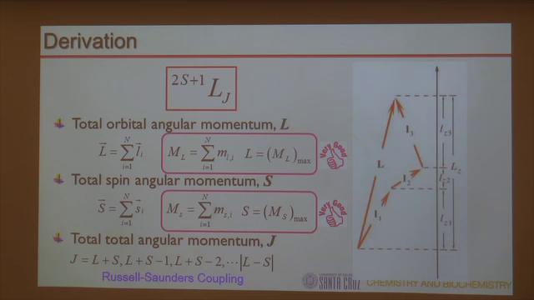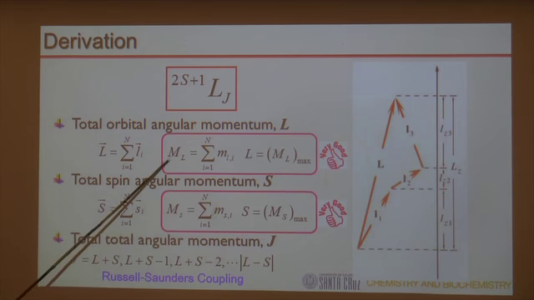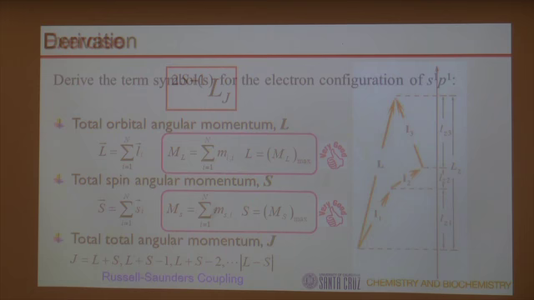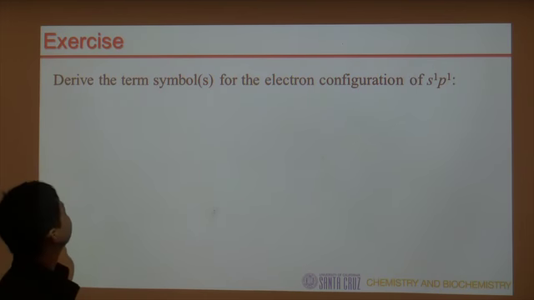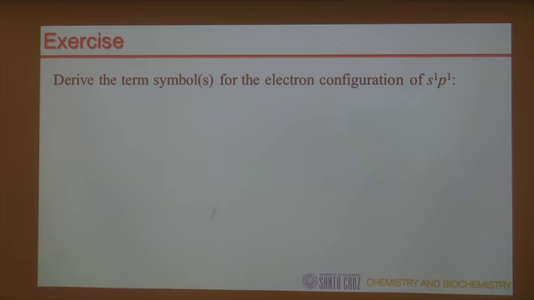Remember, last lecture on Friday we derived the term symbols for S2 and P2. For P2 we did a lot of tables. The basic idea is clear: we first find the MS and ML, and then derive L and S. Once you get L and S, J is pretty easy: from L minus S to L plus S with an interval of one. That's how we derive it. So let's do my exercise. Please derive the term symbols for the electron configuration S1 P1.